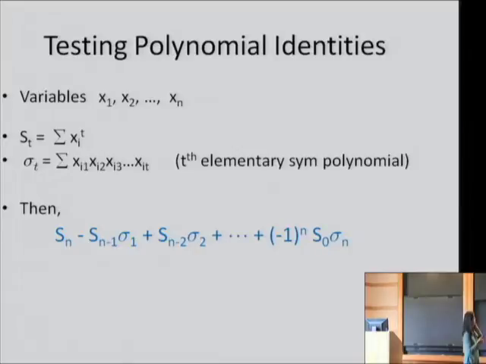Suppose you have n variables. S_t denotes the sum of the t-th powers of the variables. Sigma_t is the elementary symmetric polynomial in these variables. Then here, this is an expression many of you have probably seen. It's identically 0, and this is Newton's identity.